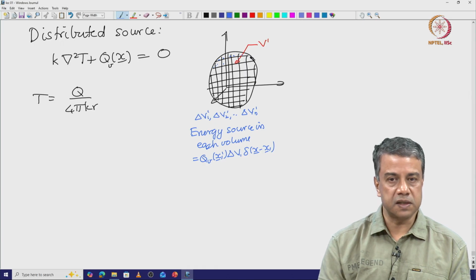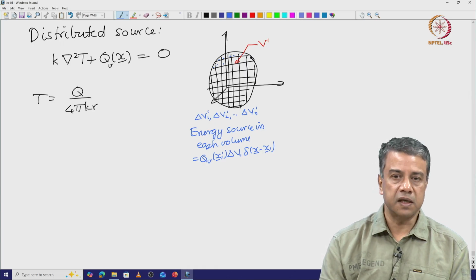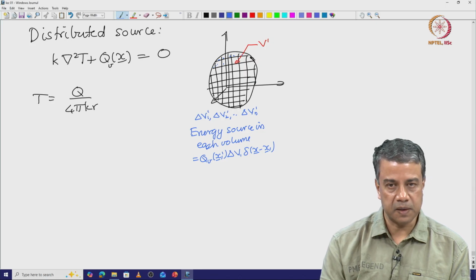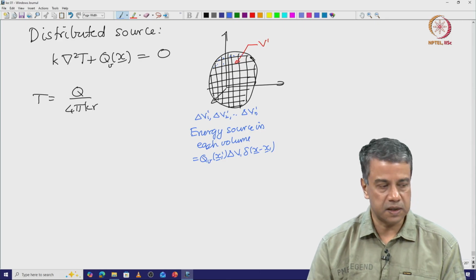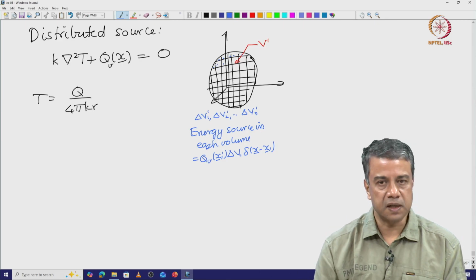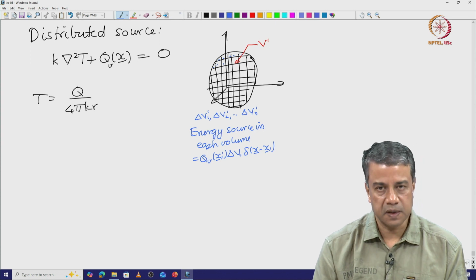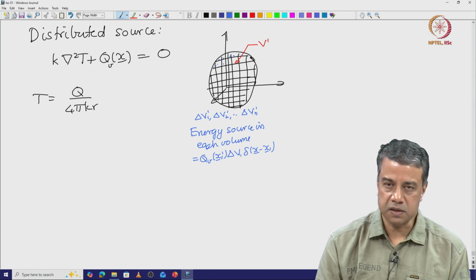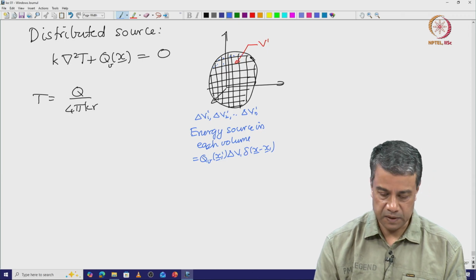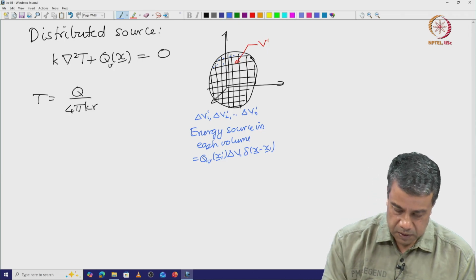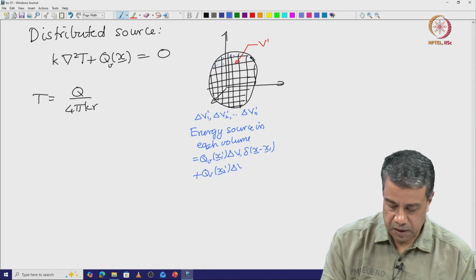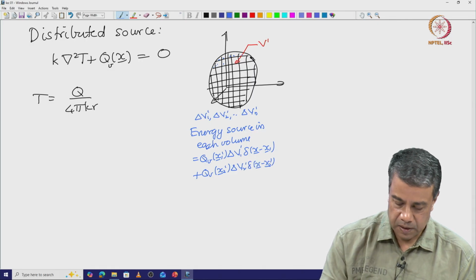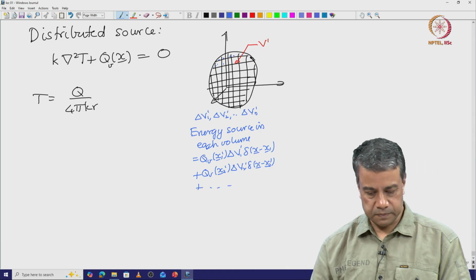Therefore, the total energy that is generated within a volume, I am assigning it to that center point x1 prime as a delta function at that center point. So the total energy generated within the volume is assigned at the location x1 prime at the center of the volume, and it is assumed to be a delta function at that center. So this is equal to plus QV at x2 prime delta V2 prime delta of x minus x2 prime plus etc.